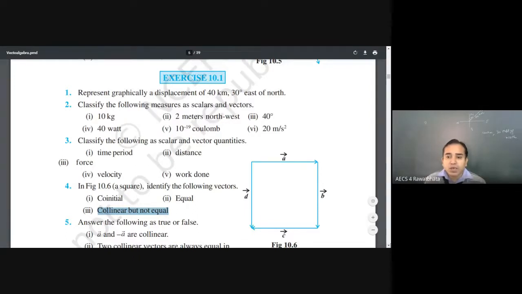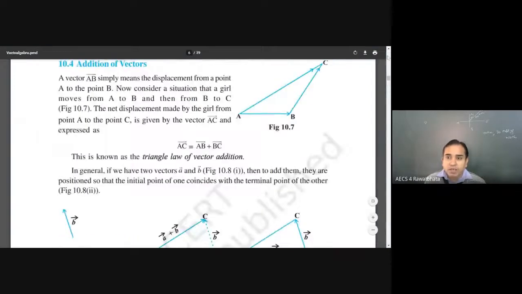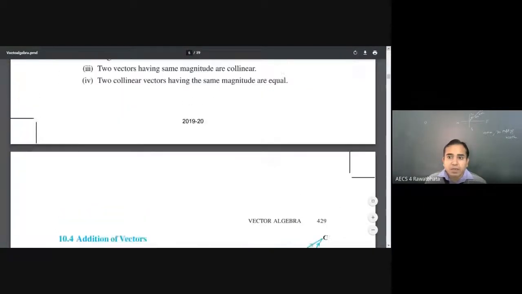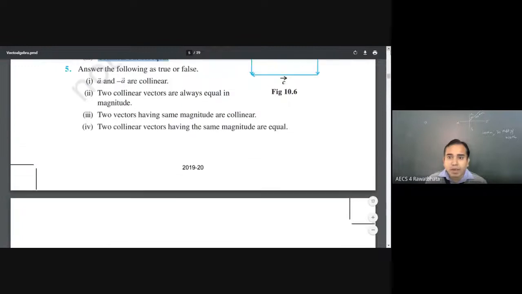Although they are easy, please write them in your notebook. Easy does not mean you skip them. Please write them because you may have doubts.